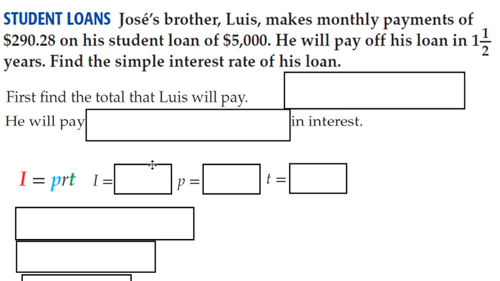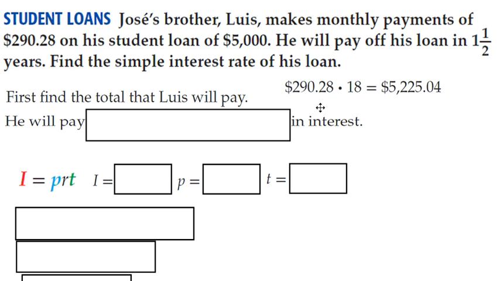Student loans. Jose's brother Luis makes monthly payments of $290.28 on his student loan of $5,000. He will pay off his loan in 1.5 years. Find the simple interest rate of his loan. So first we've got to find out the total that he's going to pay.